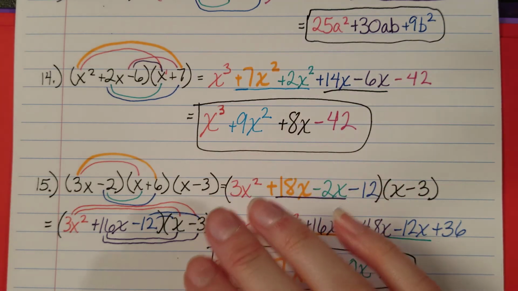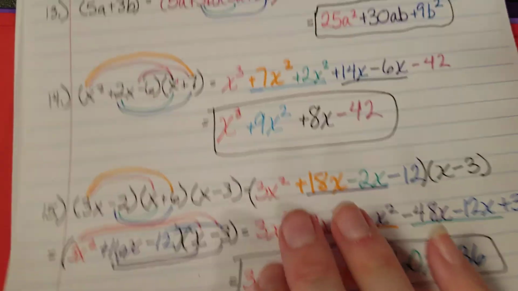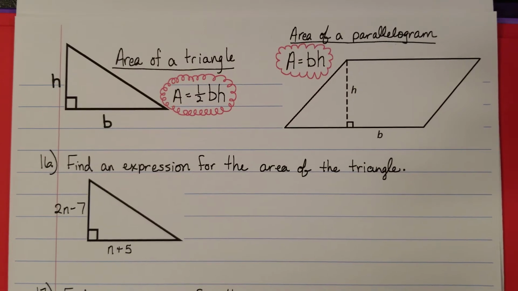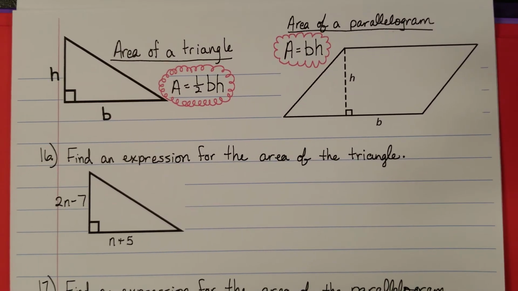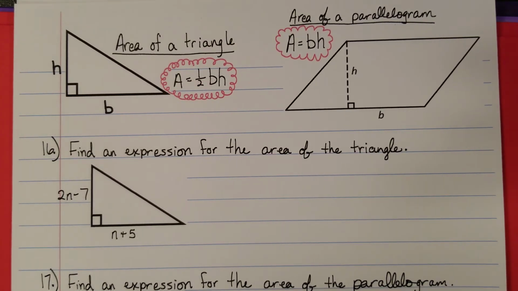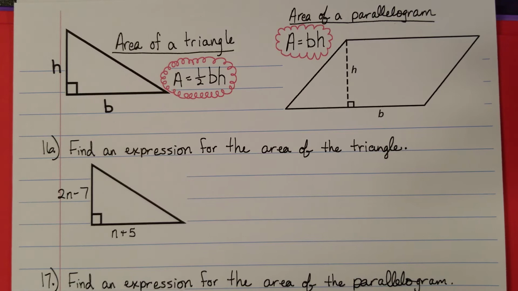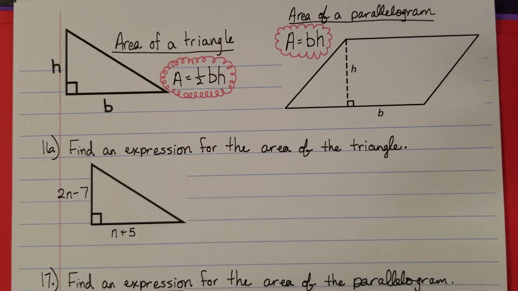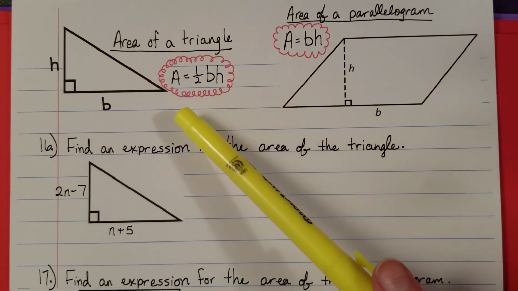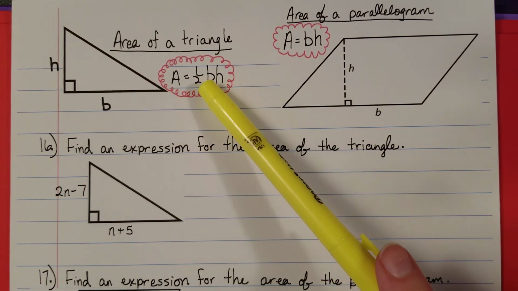Okay. So let's see. I think we can fit this all into one video without having to cut it. What we're doing here is some geometry type applications with multiplying with polynomials. All right, so number 16 says find an expression for the area of the triangle. Okay, so the formula for the area of a triangle is A equals 1/2 BH. So in other words, that area is equal to 1/2 times the base times the height.